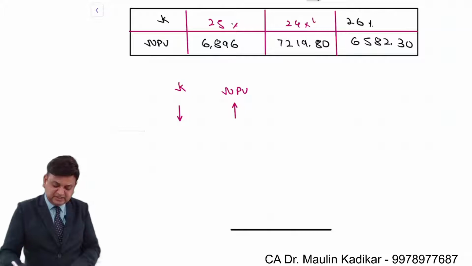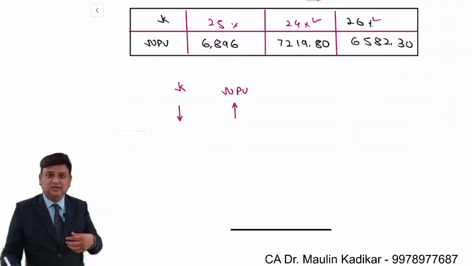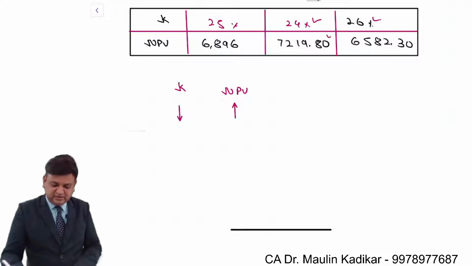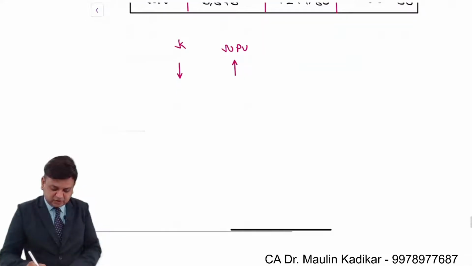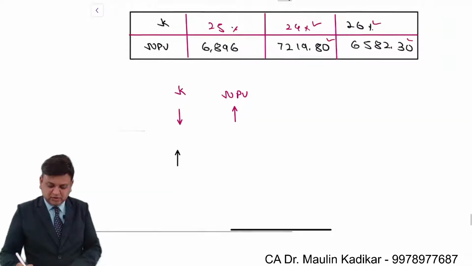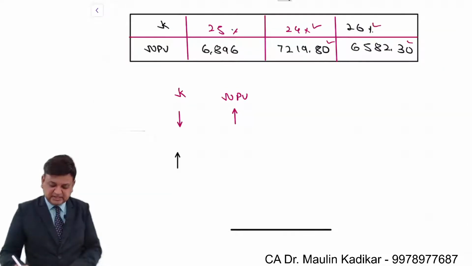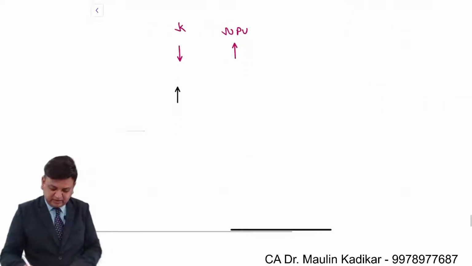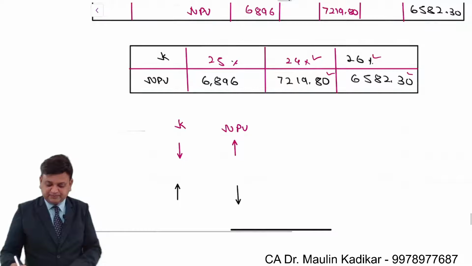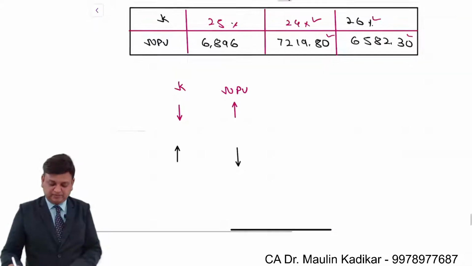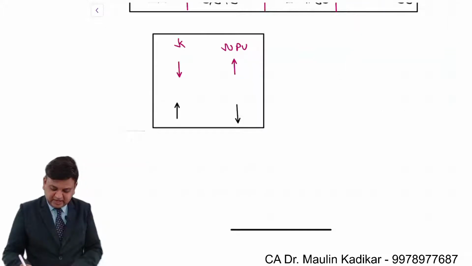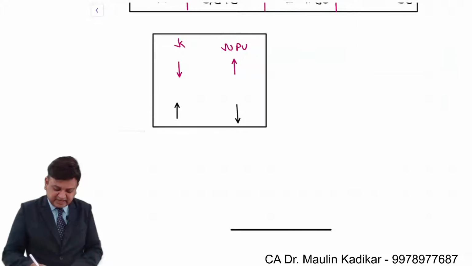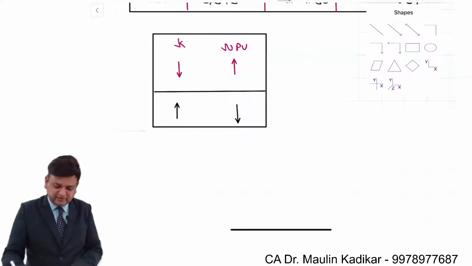When cost of capital increases from 24 to 26, NPV is falling down from 7219 to 6582. So when the cost of capital is reducing, NPV increases, and when cost of capital increases from 24 to 26, the NPV of the project is falling down from 7219 to 6582. It means the cost of capital and NPV of the project have an inverse relationship. This is the kind of conclusion we can draw from the given working.